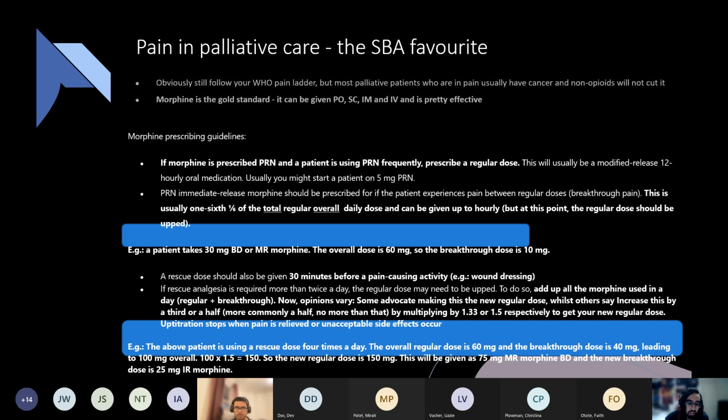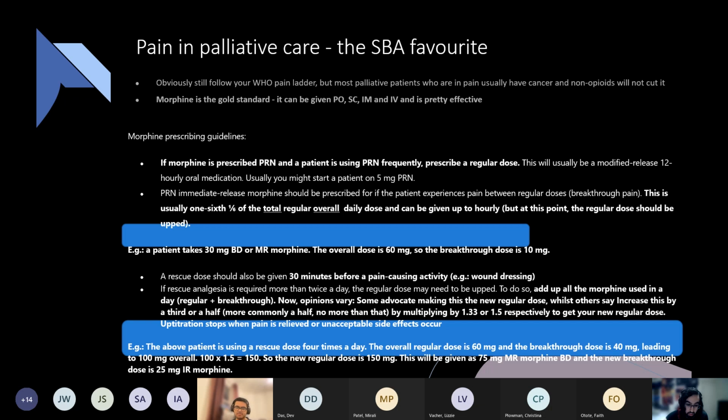The 40 comes because she's using 10 milligrams, her breakthrough pain, 4 times a day. So that's the total of her PRNs. So she's on 60 regularly, but she's also using her 10 milligrams 4 times a day. So her total daily intake of morphine is 100. So let's say if you were being conservative, like I say Anush or I, you'd make her new dose 50 milligrams BD.